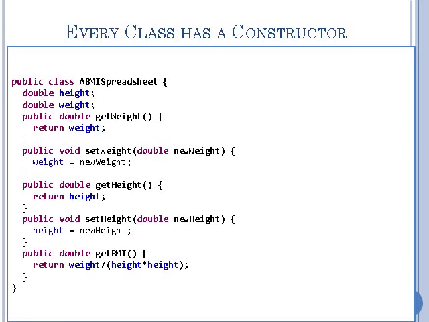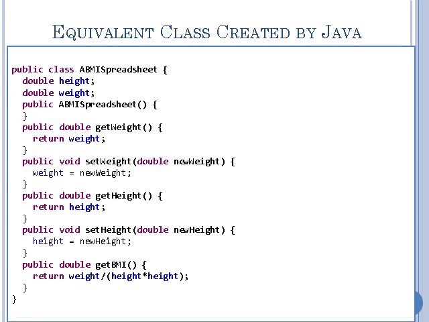Your variables are not initialized, but I can say new BMI spreadsheet. And BMI spreadsheet is the name of a constructor. So Java does what? It creates a standard constructor. So after I compile the class, will my class change? Will the constructor appear in my class? So it must create the standard constructor, not in the source code, but in the object code or the byte code. Okay? So it just inserts that constructor. So this class is equivalent to this class, where it creates a standard constructor. It doesn't know what to do, so it does nothing. Okay? And this constructor is called a null constructor, essentially.